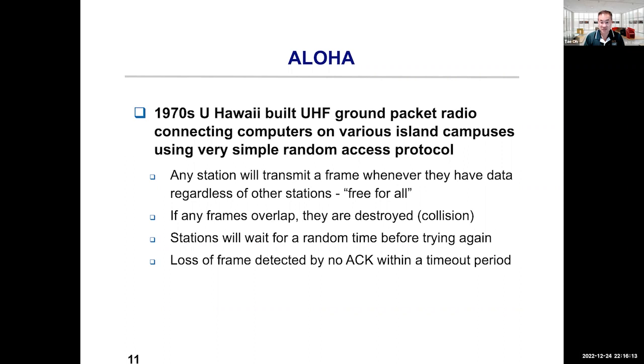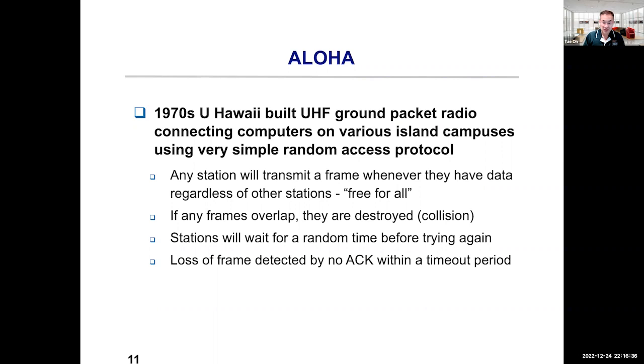basically starting to send. Any station transmits whenever it has data, regardless of other stations, a free for all. If any frames overlap, they're destroyed, which means a collision destroys them. A station will wait a random time and try again, and loss of a frame is detected when there's no acknowledgement within the time period.